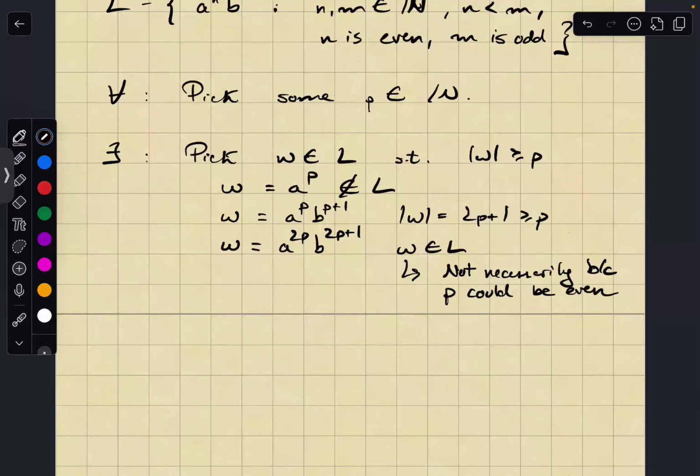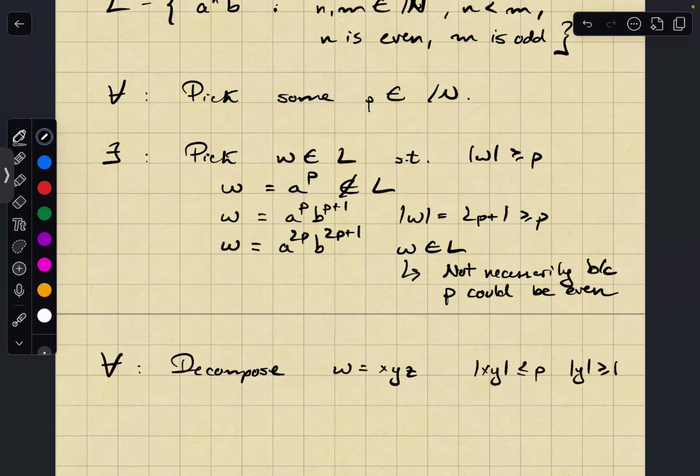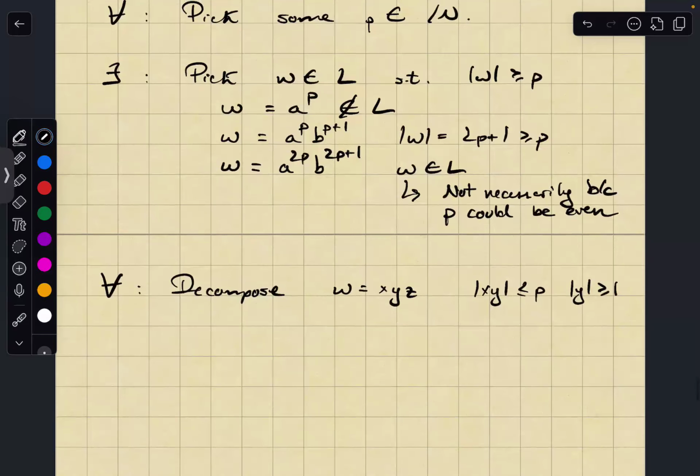So I finished my turn. Now it's the for all player's turn, right? So what the for all player does is that they decompose W into X, Y, Z, where you don't know what the decomposition is, right? So you don't know what X, Y, Z will exactly be, but you do know that the opponent has to follow the rules of the game. And the rules of the game are that the length of XY is at most P, and the length of Y is at least 1. Okay, so this is actually quite helpful to know.